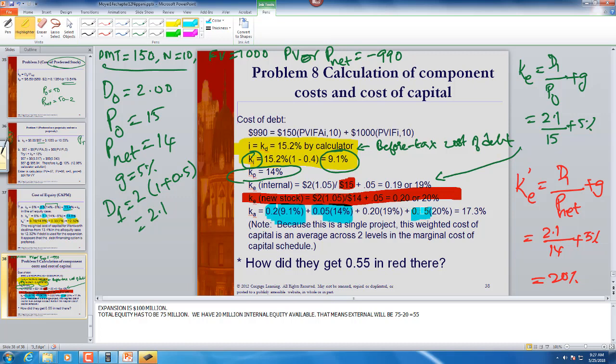The weight of that. Actually, let me remove the highlight because I've already highlighted it in a different color. When I made these PowerPoints, I did not know I'd have all this. Now you have all the components. So you multiply each component: 0.2 multiplied by 9.1, plus 0.05 multiplied by 14, plus 0.2 multiplied by 19, plus 0.55 multiplied by 20, which gives 17.3. That's how you calculate the weighted average cost of capital.